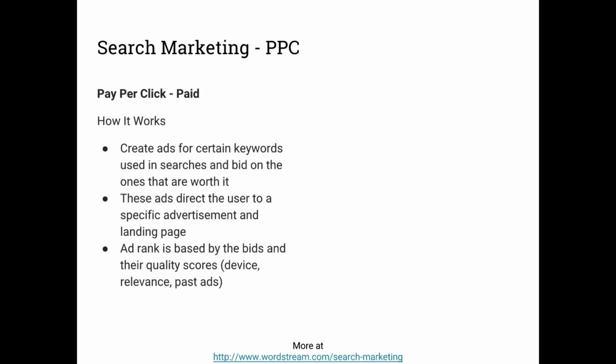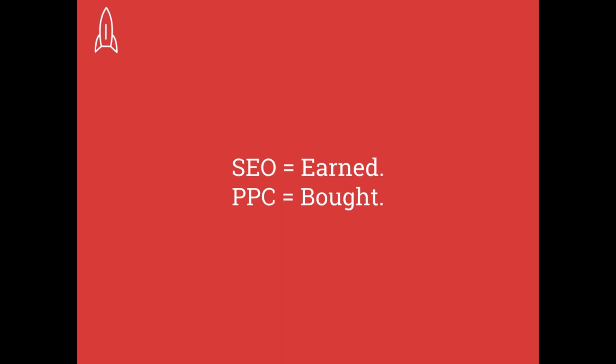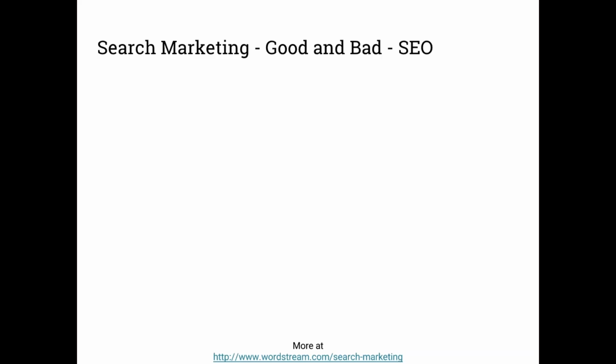PPC is where you create ads on certain keywords, so when people search something, an ad shows up. We'll talk about quality score, but that's really what determines how ads are shown. And these ads point people to where you want them to go. So there's a lot more control in this environment, and what you can really do is basically buy them, pay more, or be more relevant. So think about it this way: SEO is earned, PPC is bought. SEO is organic, and PPC is paid.